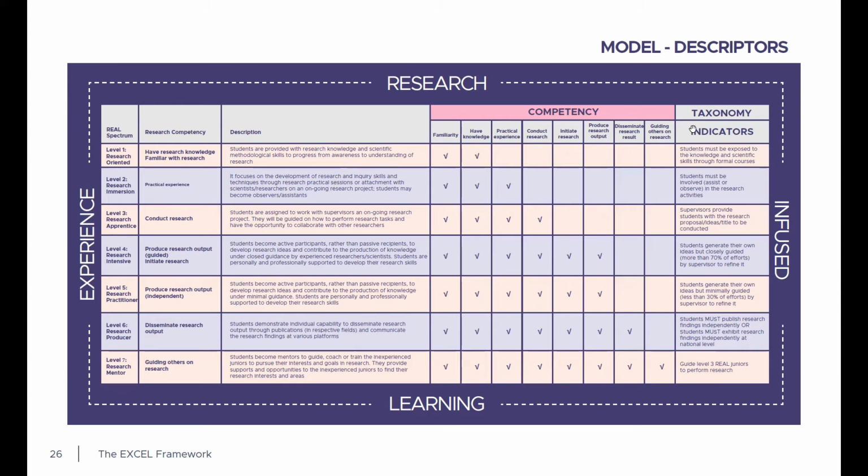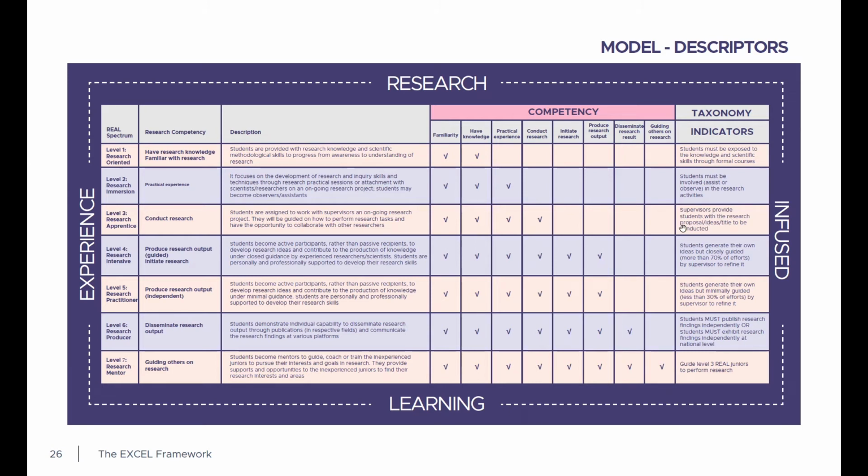For level 1, the student must be exposed to the knowledge and scientific skills through formal courses. At level 1, the students attend all the basic lectures. Then level 2 is research immersion. The student must be involved in research activity. At level 3, the supervisor provides the student with a research proposal idea and title to be conducted. This is most of the case in our FYP now. Level 4 is research intensive.